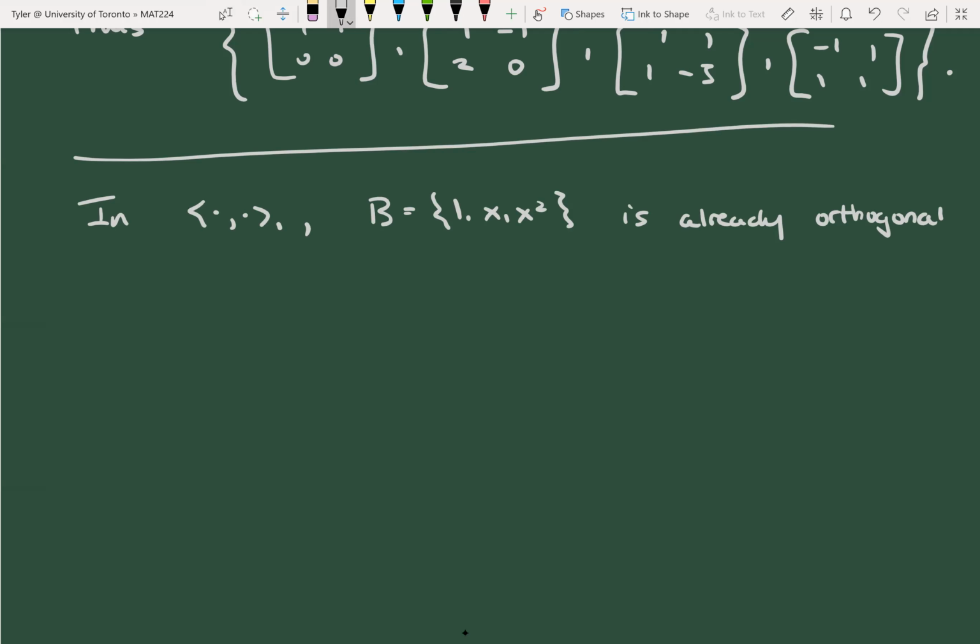This might look like a weird inner product, but it's really not. Let's say I give you two polynomials. Does anyone recognize this? Do you know what inner product this is? I think you do. You've worked with it a lot.